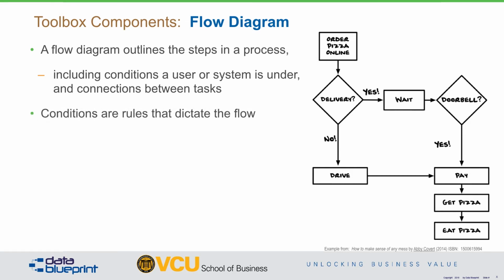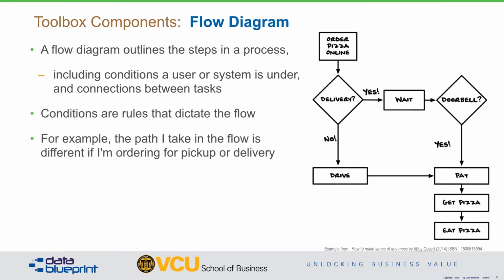So on this path, right, it depends on what I'm doing, but I order the pizza online and then I say delivery yes, well, and I have to wait for the doorbell. Or if I say no delivery, then I have to drive. Either way, whether it's a doorbell or a drive, right, I have to pay and then I get pizza and I eat the pizza. So again, very, very straightforward techniques.